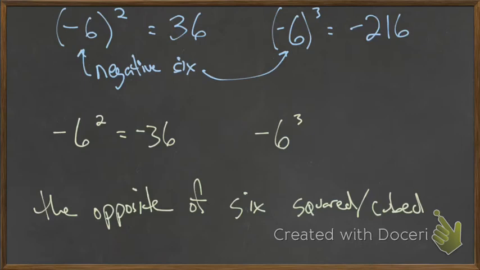Up top, and the words help, when it's in parentheses, this is a negative 6. This is negative 6 squared, which is a negative 6 times negative 6. Down here, this is the opposite of 6 squared, which is the opposite of 36, or negative 36. Well, we need to have a difference for math. Wait, I think I know how it makes sense.